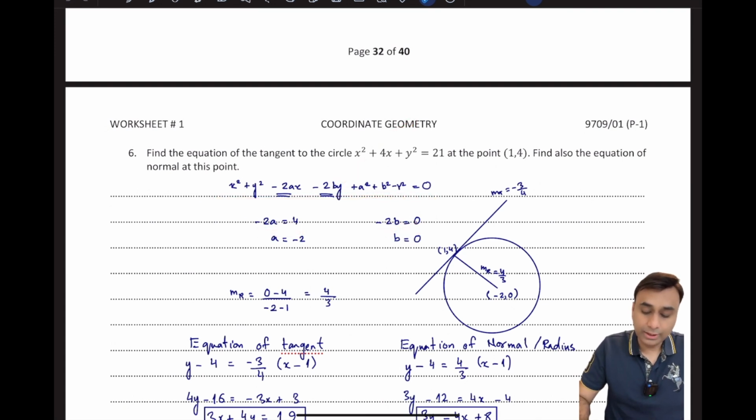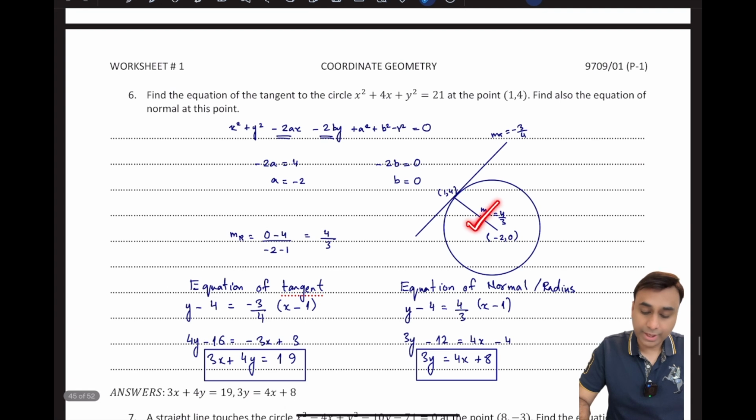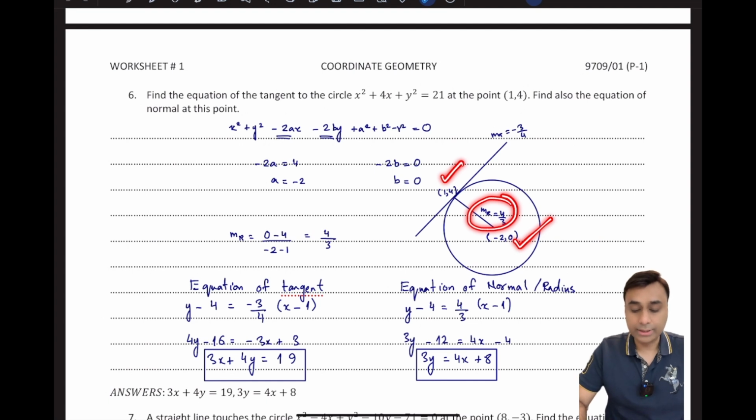So once I found out the coordinates of the center of the circle, and I also know a point at which I need to find out the tangent and normal, I can use these 2 points to find the gradient of the radius, which is also the gradient of the normal at that point. So once I found the gradient of the radius, I will reciprocate it and then multiply it by minus 1 to get the gradient of the tangent. So using the gradient of tangent with this point, I'll get the equation of tangent, and using the gradient of normal, and I have 2 choices of points, I can use any of these points and I can get myself the equation of normal or equation of radius as well.